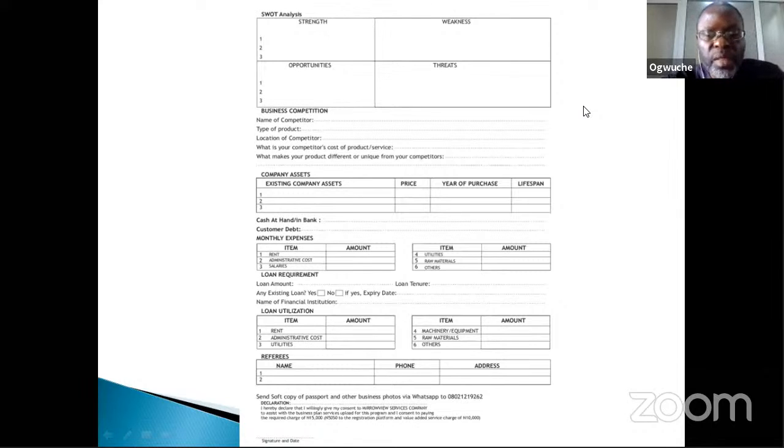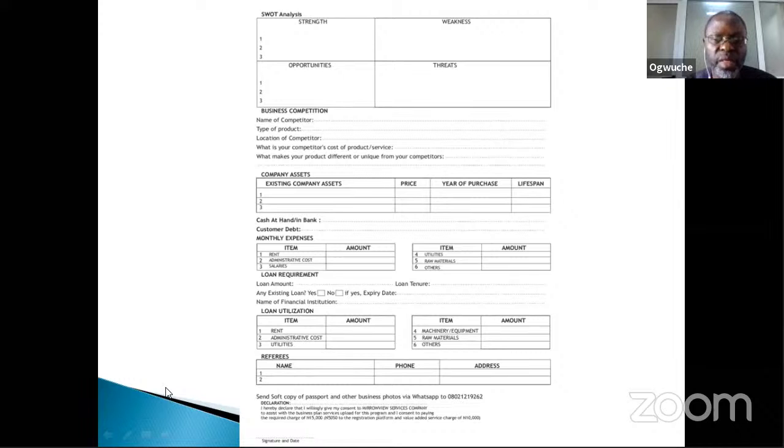All right. Then finally, referees. We'll require 2 referees from you, 2 character referees, their phone numbers and addresses, because you can be sure the bank will want to contact them to discuss with them, find out if they know you and they can vouch for you. They are character referees. They are not supposed to be guarantors because it's collateral free and guarantor free. So that is all for this form.